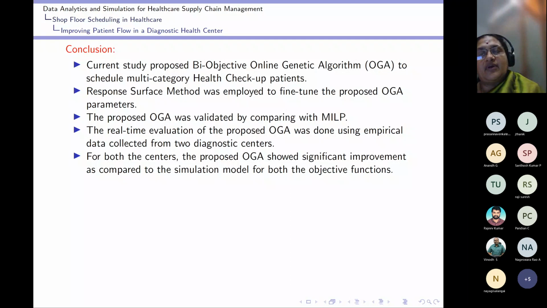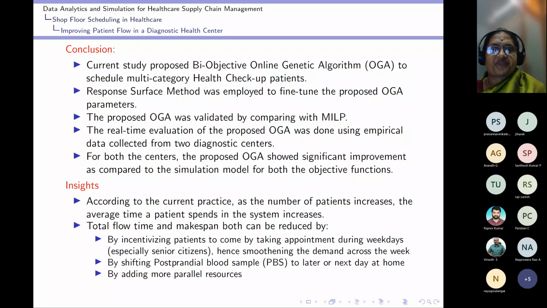The genetic algorithm, the fine tuning of the parameters was done by response surface methodology. And for both the centers, the proposed OGA showed significant improvement as compared to the simulation model. We came up with a lot of business insights based on this.